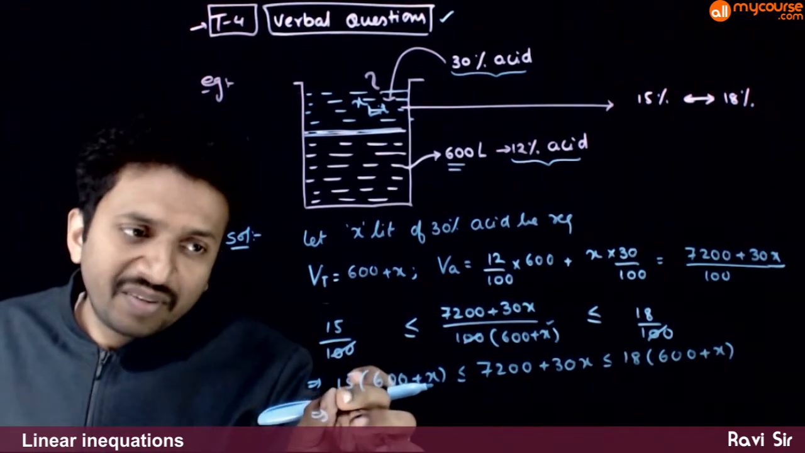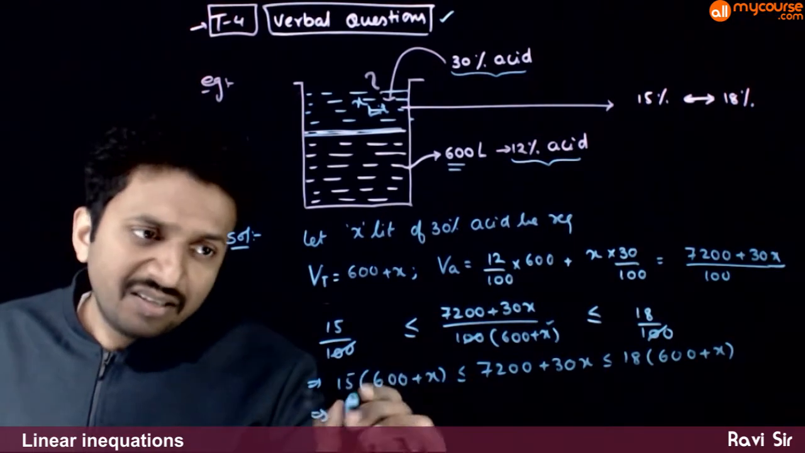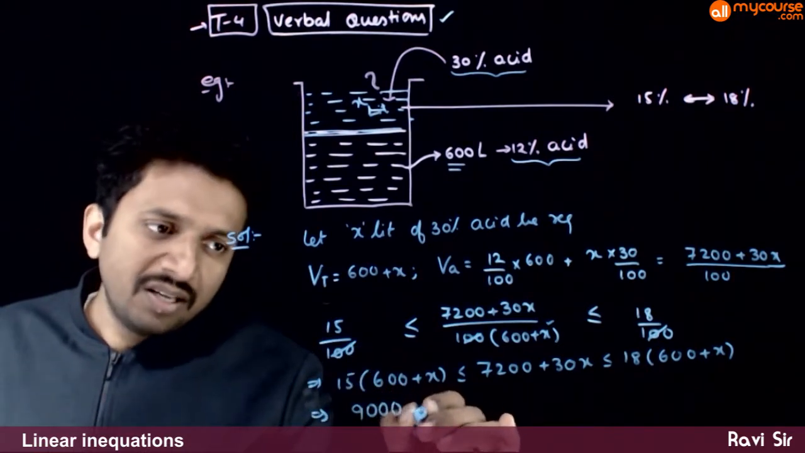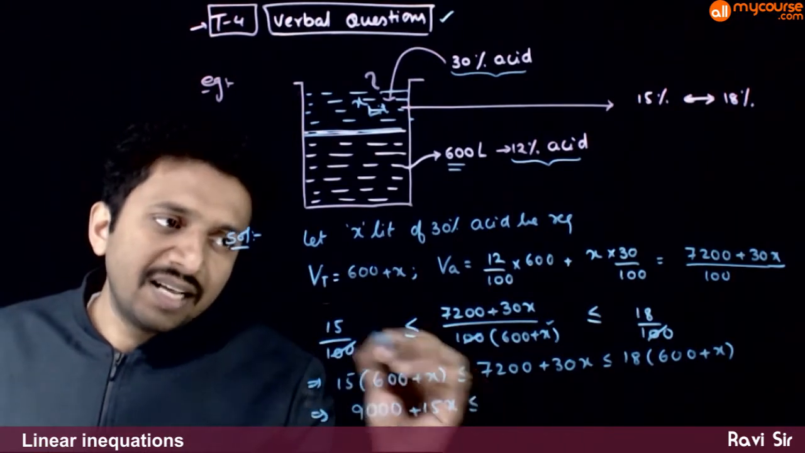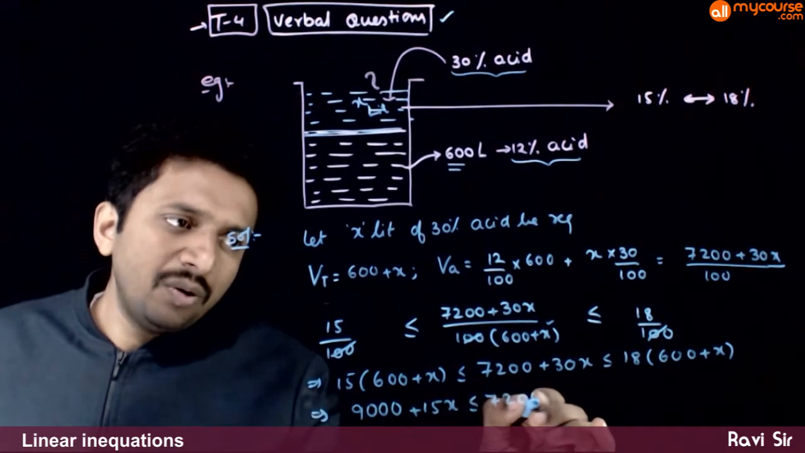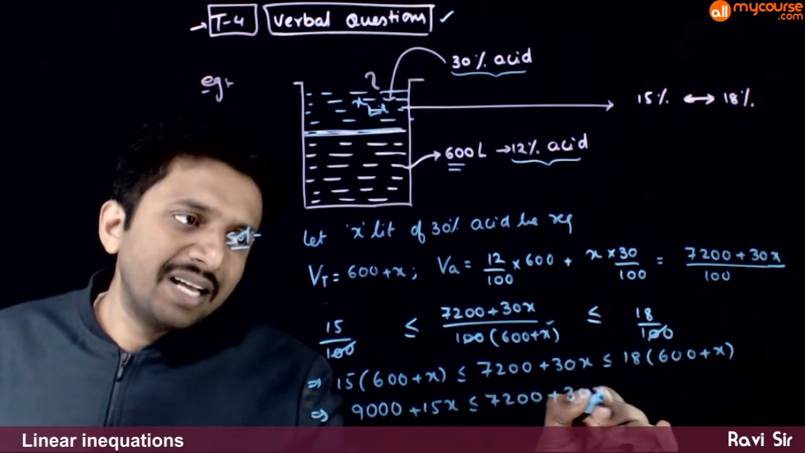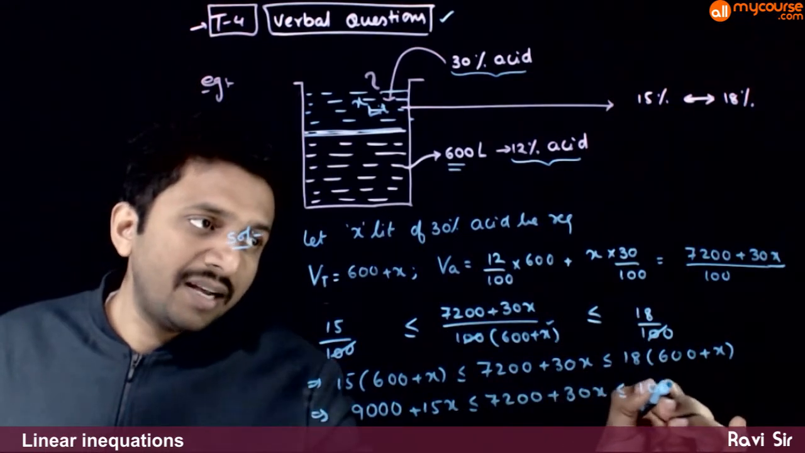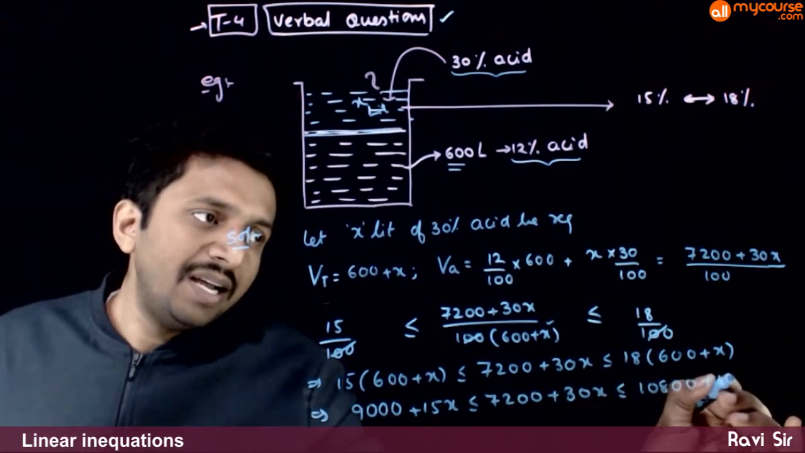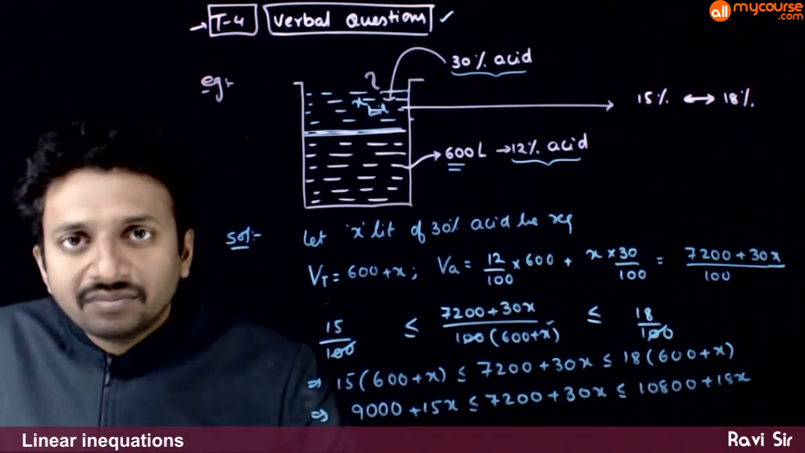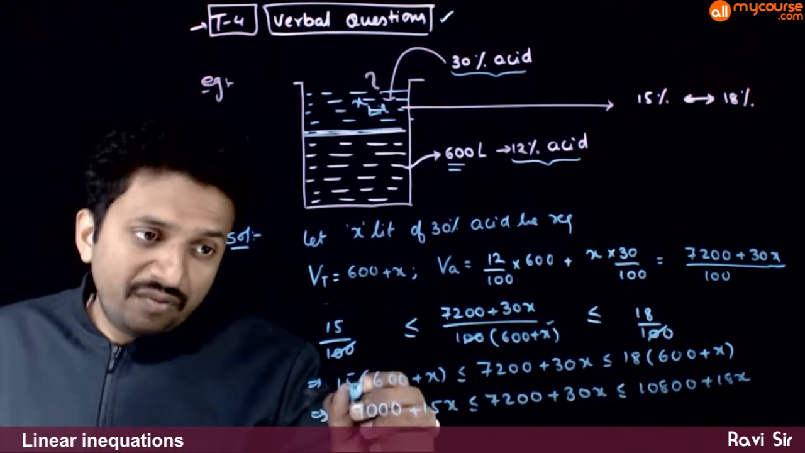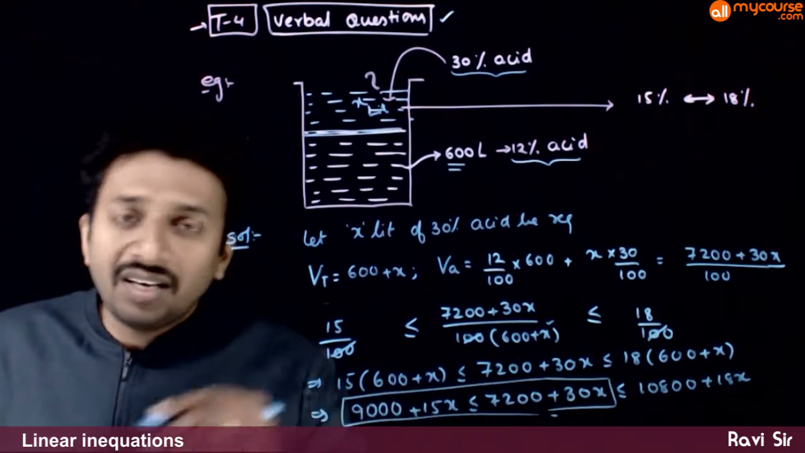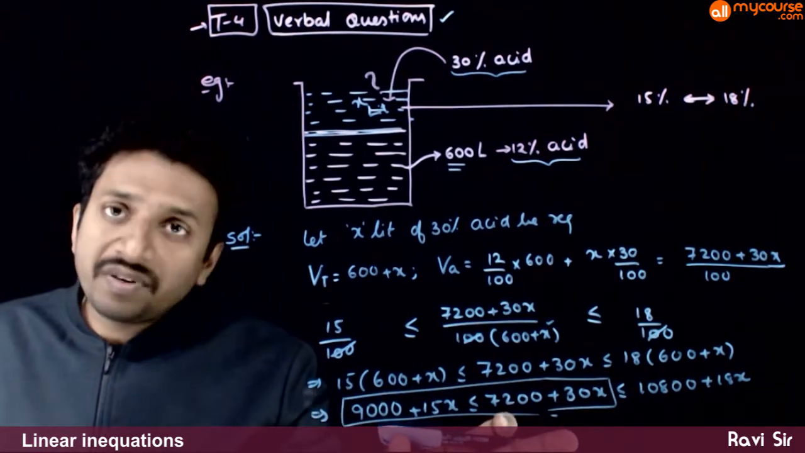15 6s are 90. So 90 hundreds, that is 9000 plus 15x is less than or equal to 7200 plus 30x, which is less than or equal to 18 into 6 is 108 hundreds plus 18x. So now we can solve this as two simultaneous linear inequations. So let us solve this first.